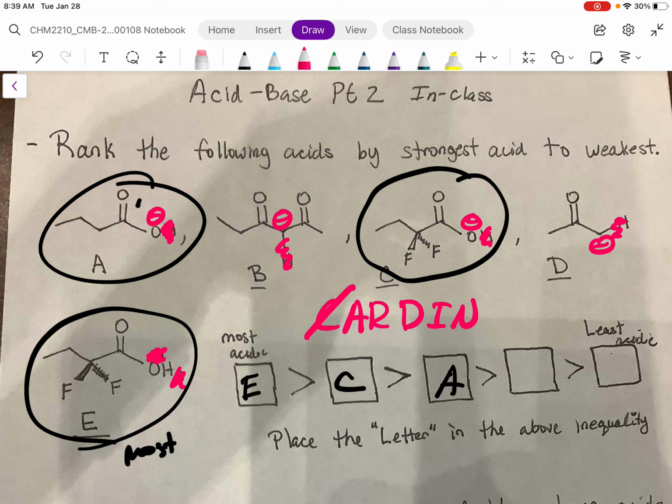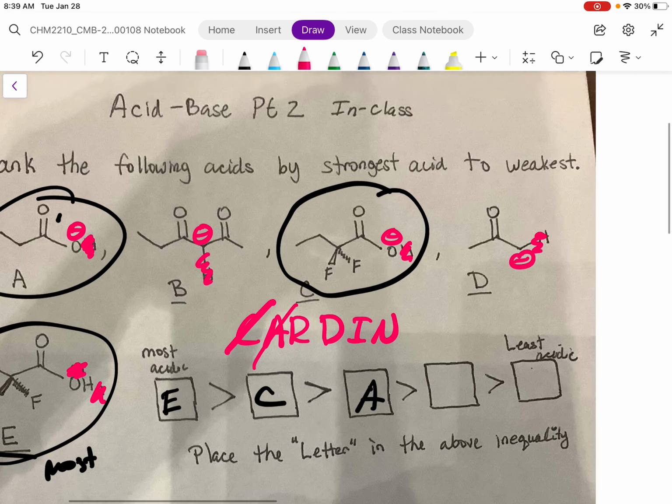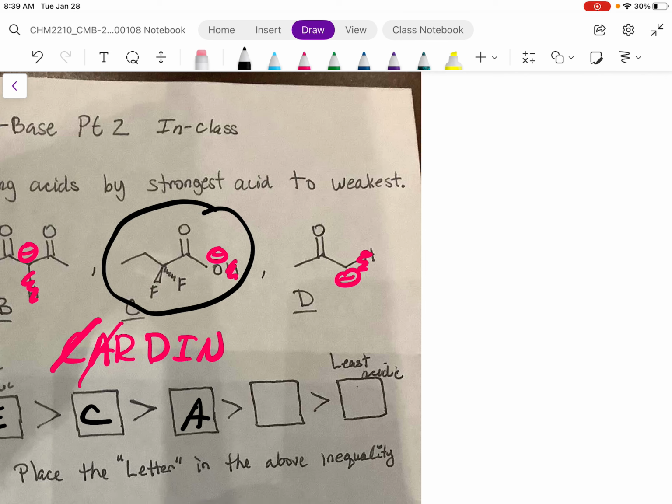Charge is the same, atom is the same, resonance. Do they both have resonance? Yes, they do. But here's the trick: the more resonant structures that you can draw, the more stable the molecule is going to be. So if we take a look at B and compare it to D.